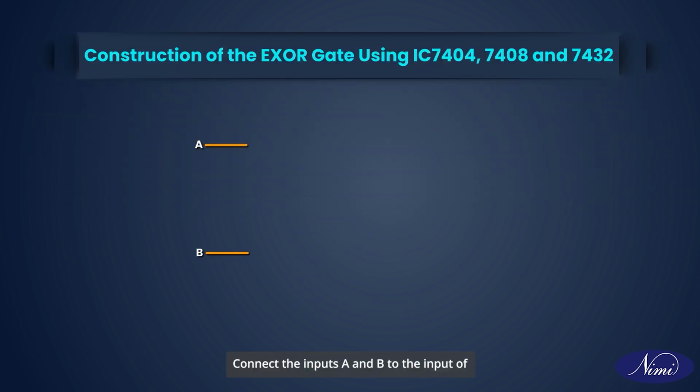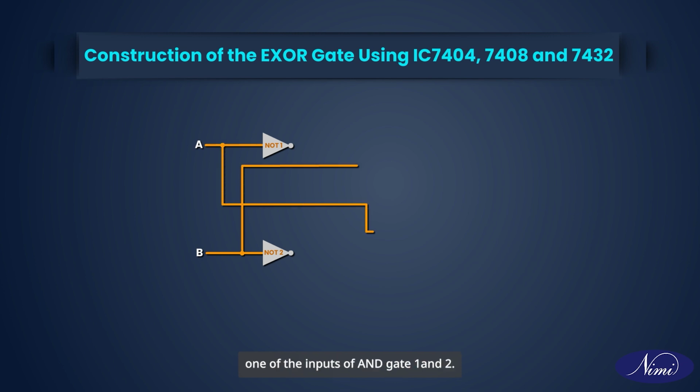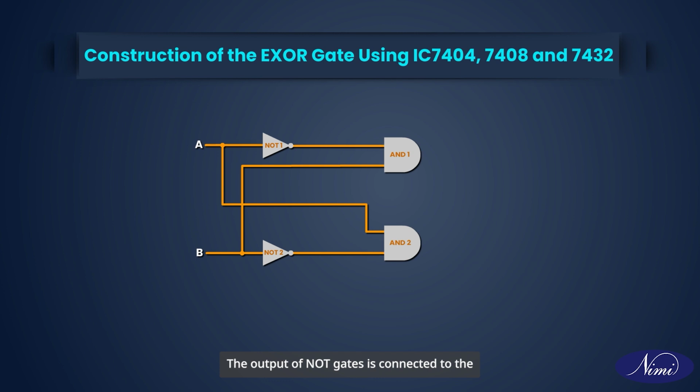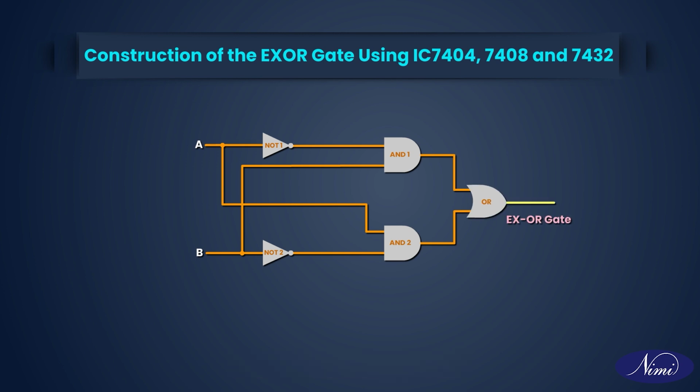Connect inputs A and B to the input of NOT gate 1 and 2 and also connect it to one of the inputs of AND gate 1 and 2. The output of NOT gates is connected to the input of AND gates. The output of the AND gates is connected to the inputs of the OR gate. The output of the OR gate serves as the XOR gate output.